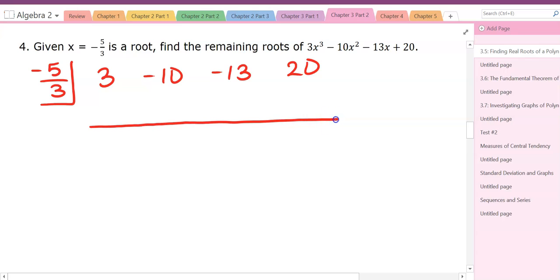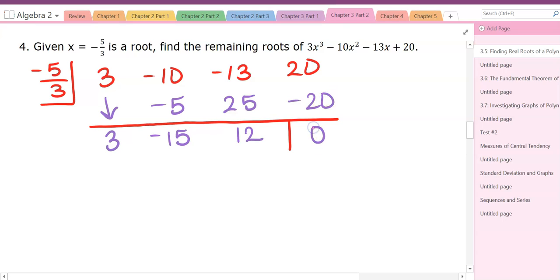Okay, so from what I could see, most of you got this set up. We had maybe a few mistakes out there with multiplying, but we got that fixed and figured out. So you drop down that first 3, multiply that, and it actually comes out to be -5, so you get -15. Multiply that to that -5/3, you get 25. Add that to -13, you get 12. Multiply one more time, you get -20, so we get that remainder of 0.